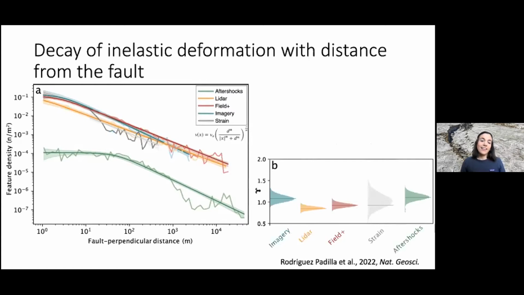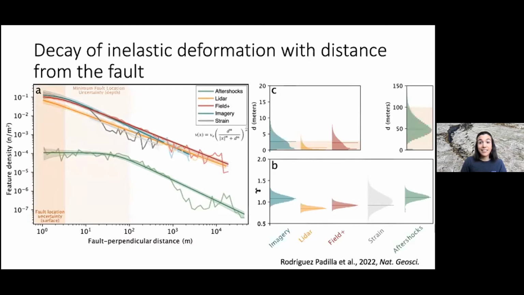So let's take a closer look at the parameters that define this decay. We're now looking at the distribution of the maximum likelihood values of gamma, which range from 0.9 to 1.4, and they overlap within uncertainty. We interpret the similar slopes, you can see this here, to indicate that fractures, aftershocks, and other processes captured by the strain maps are controlled by the same mechanism in stress fields.